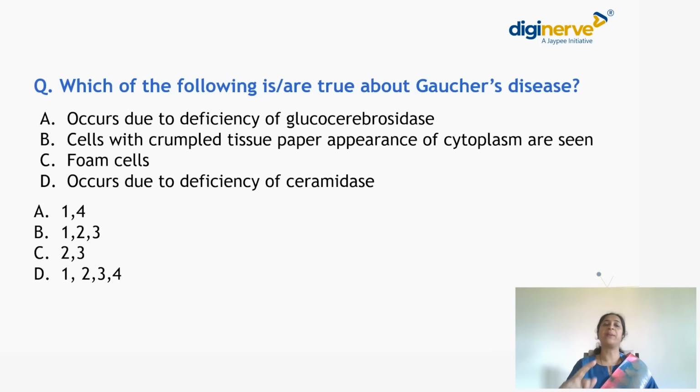Option 4 completely contradicts option 1. Option 4 says it occurs due to deficiency of ceramidase. Ceramidase is a totally different enzyme. It is seen in a condition called Farber's disease. It is not seen in Gaucher's disease at all. So option 4 is wrong, whereas the first three are correct. This is a storage disease with glucocerebrosidase deficiency, wrinkled tissue paper appearance in the cytoplasm, and foam cells can also be seen. So 1, 2, 3 are correct.